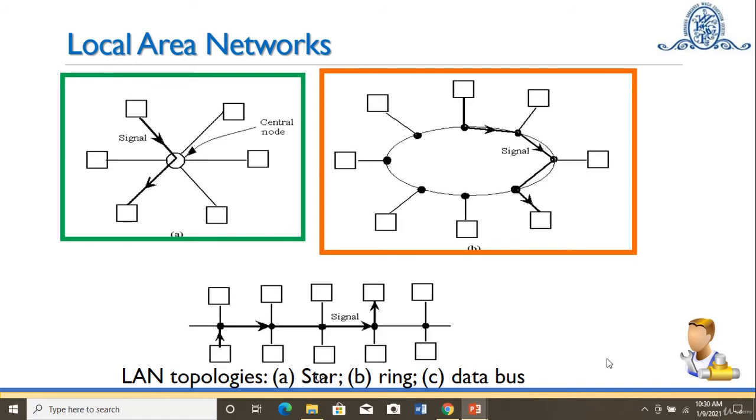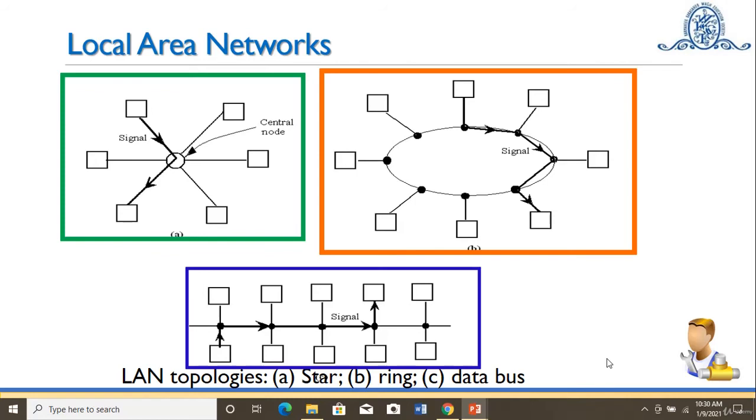The next topology is data bus. Various nodes are connected through a single trunk line with the help of optical couplers. This allows a convenient as well as a cost-effective solution for transmission of the signal.